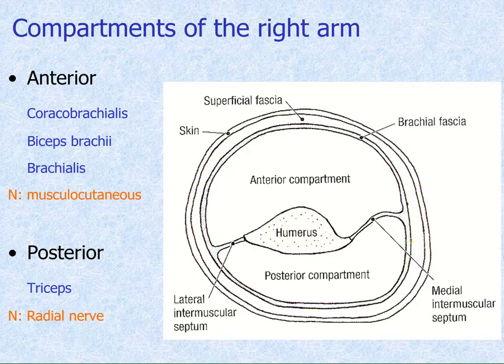Now we will take a look at the compartments of the right arm. There are two compartments in the right arm, the anterior compartment and the posterior compartment. The deep fascia of the arm separates the arm into an anterior compartment and a posterior compartment by sending a medial intermuscular septum and a lateral intermuscular septum to get attached to the periosteum of the humerus.